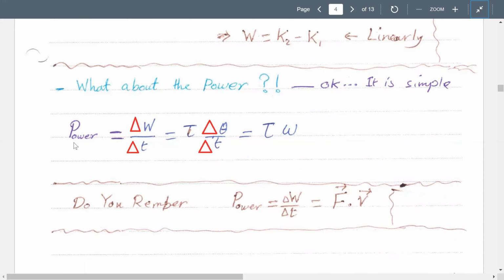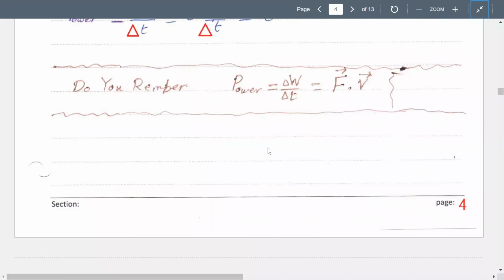So the power is equal to the rate of energy flow, or equal to the velocity times the force. This is just what we did in the previous week. The power is delta W over delta T, which is equal to the velocity times the force. It is the same here: the angular velocity times the angular force, or torque. We just have a new term, which is angular, in our physics now.